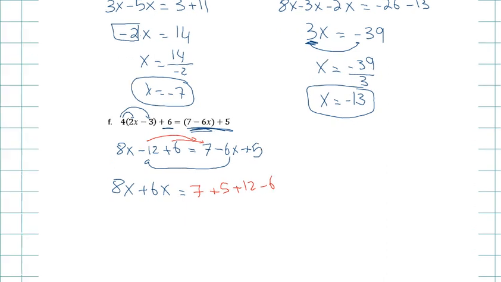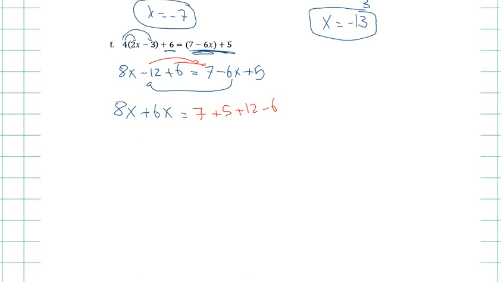Okay? 8x plus 6x is 14x equals, is it 18? Is that right? So 14x equals 18. Now what do I have to do? Divide by 14. You don't change the sign when you divide. The only time you change the sign is if you're adding a subtraction. So this stays the same.